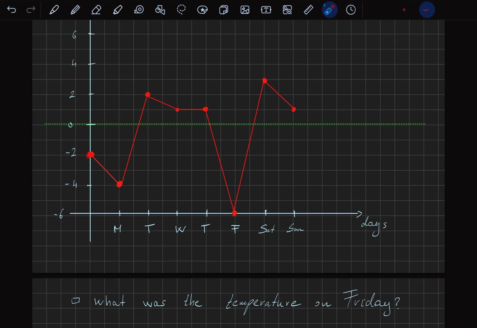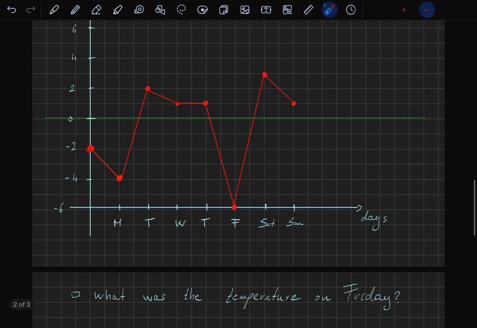If we read a graph, the value of the graph will be on the y-axis and the place will be on the x-axis. There will not be Sunday and Monday, there will be numbers. We'll talk about this later. So, -6 degrees.